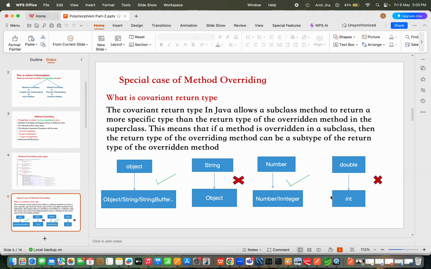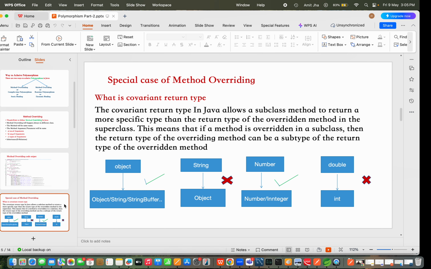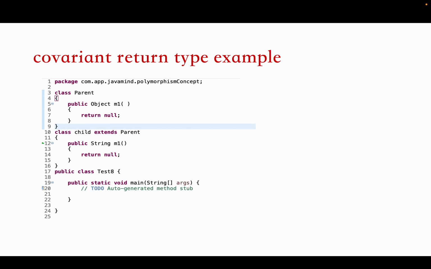Also keep one thing in mind about covariant return types. You can never use a primitive data type for the covariant return type. We use it only for objects. We cannot use a primitive data type for the covariant return type. That's mentioned here. Not possible. Now I'm going to move to the next slide.